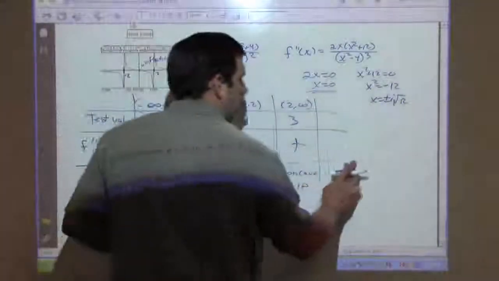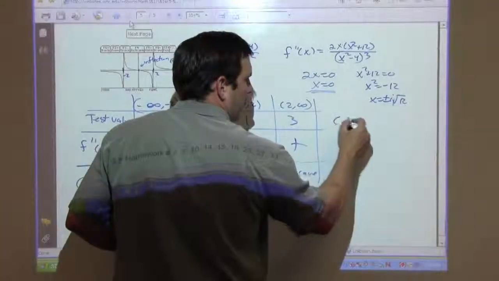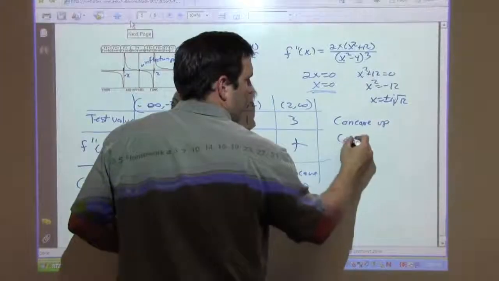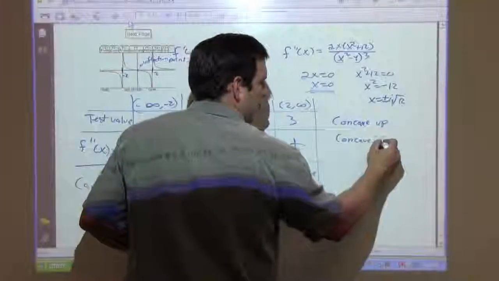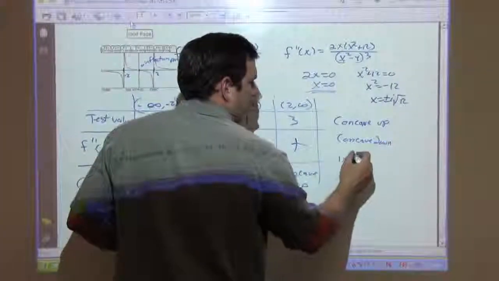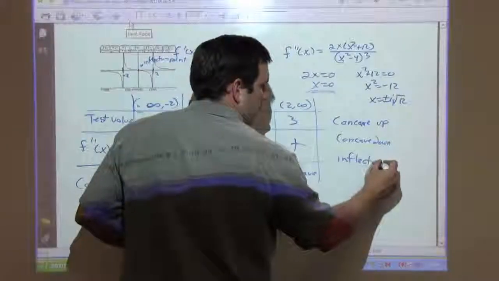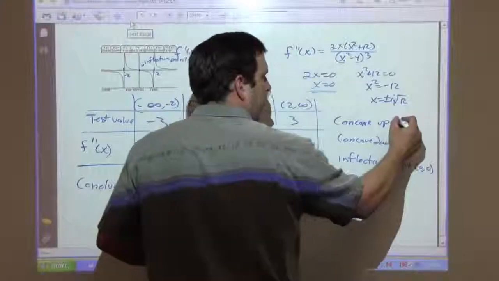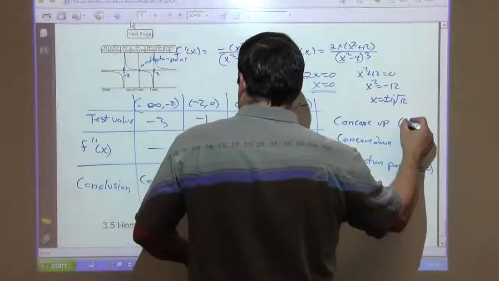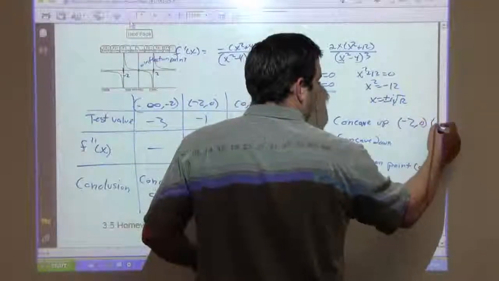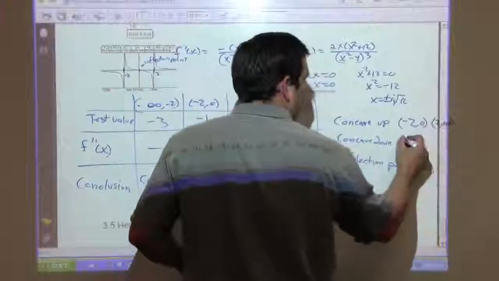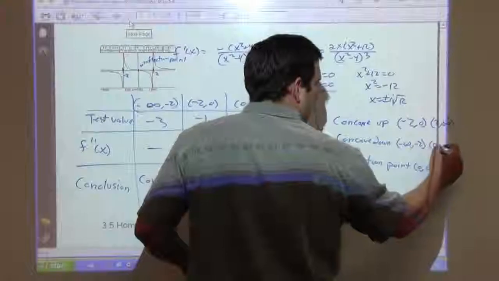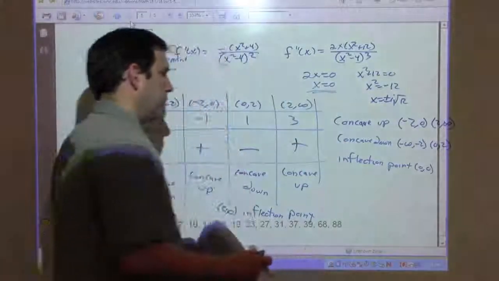So we have concave up, concave down, and an inflection point. It's concave up from negative 2 to 0, and then from 2 to infinity. And it's concave down from negative infinity to negative 2, and then 0 to 2.